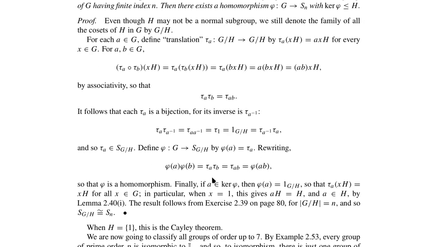We'll see this again, but if your element A is in the kernel of the homomorphism, then every element A is going to be mapped to the identity in the G mod H set. Sorry, in G mod H, so that tau A of XH is going to be equal to XH, right? So it's going to give you the same coset.